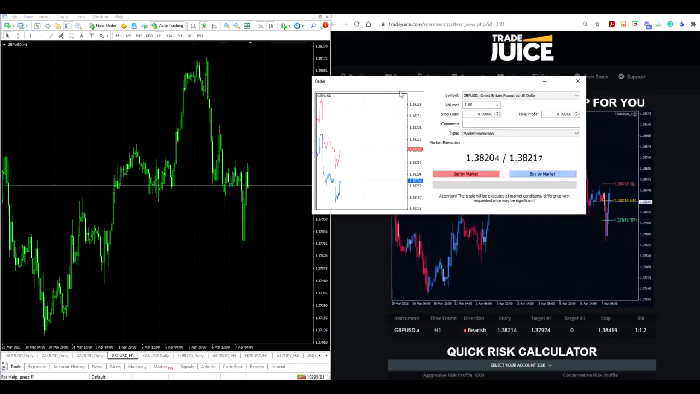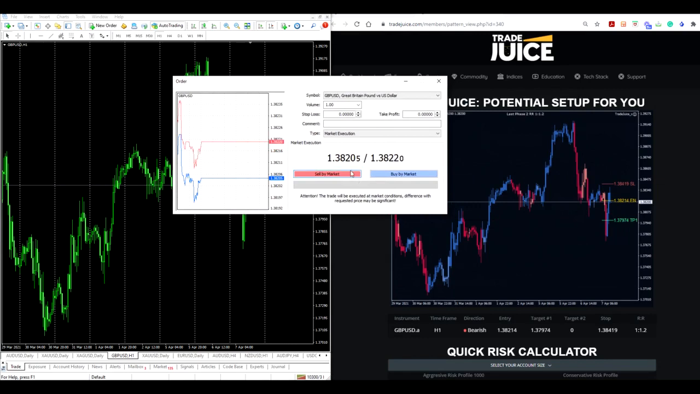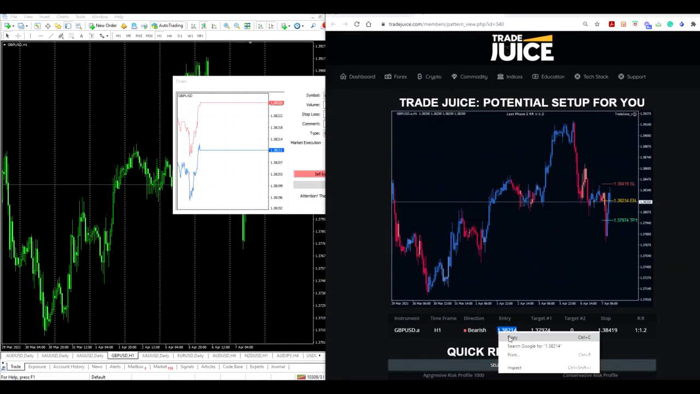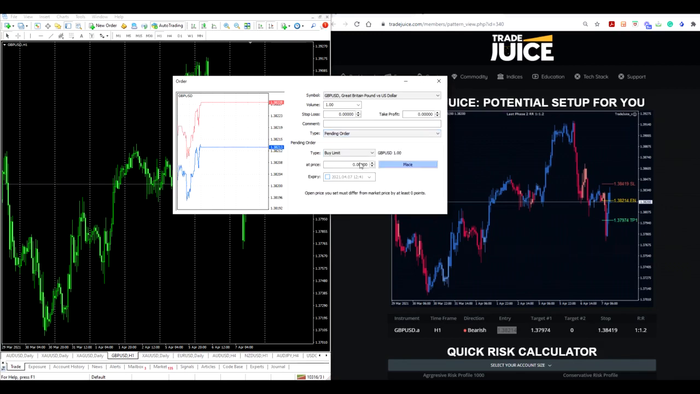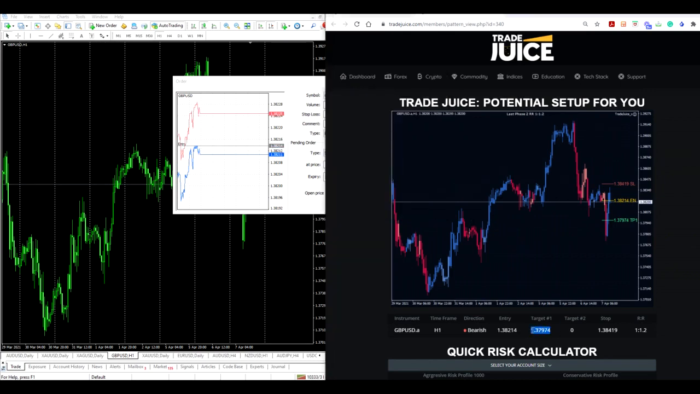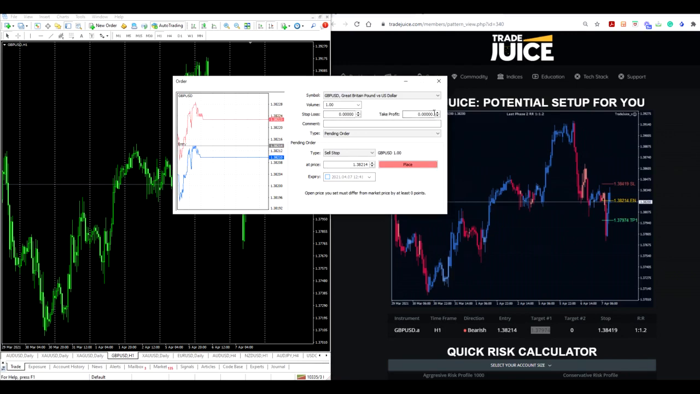So I'm going to enter the suggested trade, which is a sell trade, bearish trade. Entry point is at this point here, and this would be a pending order as price is still above the actual entry point. What I'm going to do is copy over the target. So I'm putting in my take profit target there.